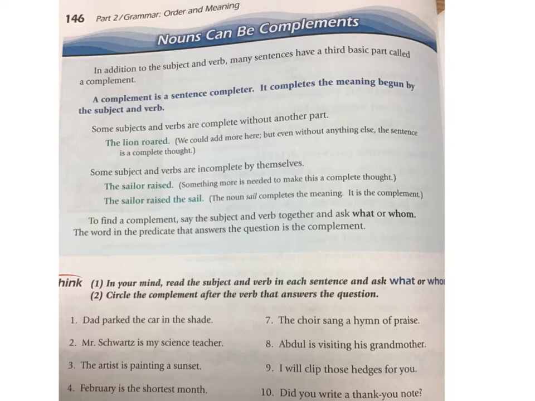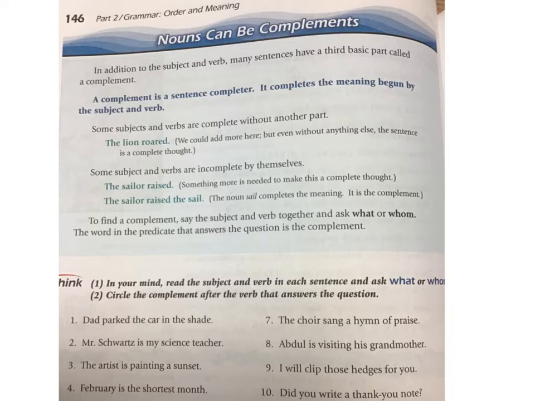A complement can be what we will learn to be a predicate nominative, or a direct object, or an indirect object, or anything that's used as a noun that is not in a prepositional phrase is referred to as a complement. Okay, so again, predicate nominatives, direct objects, indirect objects. So those are complements. Now today it says this: a complement is a sentence completer. It completes the meaning begun by the subject and the verb.